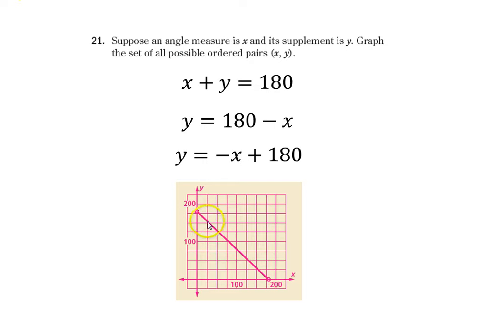But all the points on this line, no matter what point I pick, those x and y coordinates will add up to 180. And it goes from 0, 180 down to 180, 0. So this is what that graph looks like, where all these points on this line, if you take their x and y, they will add up to 180.